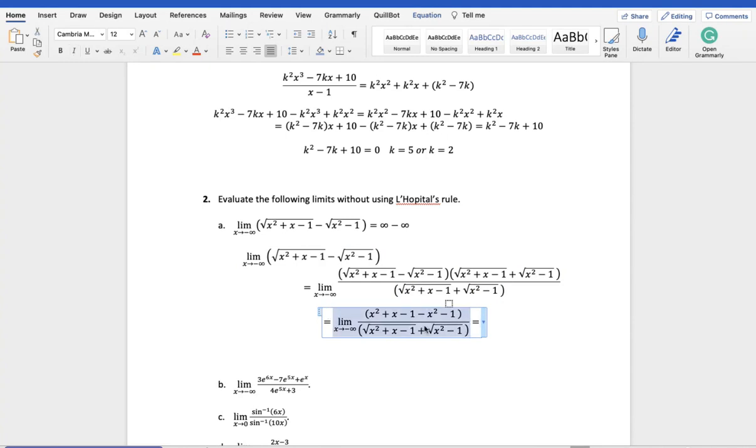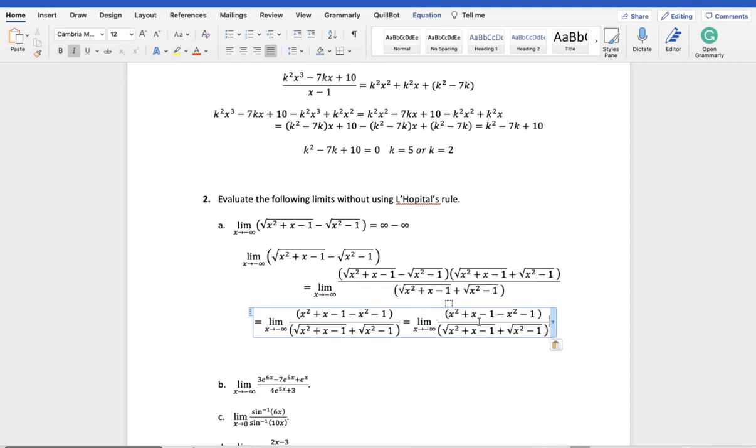Yes? Aren't you supposed to have a negative x squared plus 1 instead of negative 1? Oh, yes, sorry, that's my mistake. It would be plus 1. I meant to put a bracket there. Thank you. So yes, that's what it amounts to.